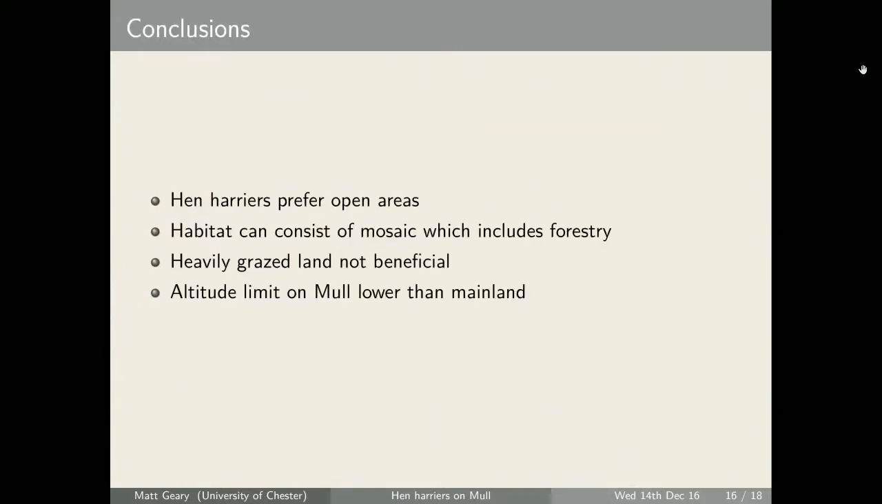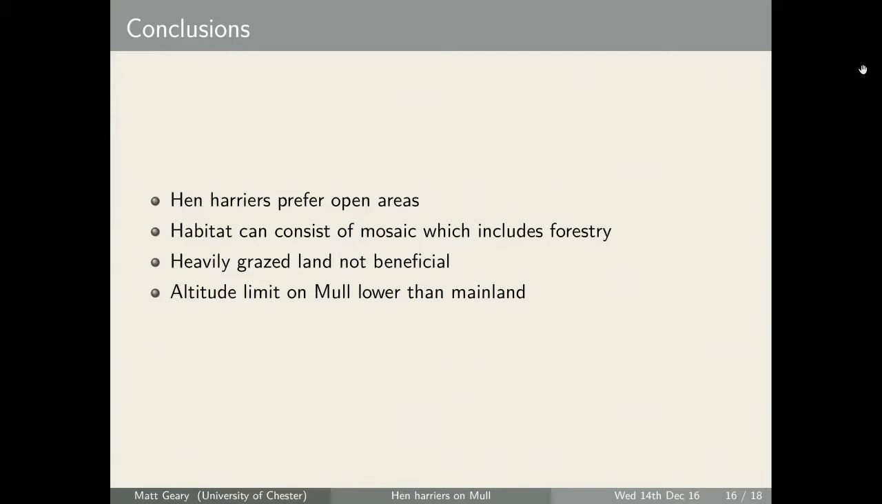But the conclusions that we can make so far are that hen harrier prefer open areas, just like hen harrier do anywhere. But the habitat that they inhabit can consist of a mosaic of different things, including scrub, including forestry, including some grazed land, by all means. But heavily grazed land is certainly not beneficial. If Jez actually did find that the grazed areas were beneficial for his pied flycatchers, I've got some sheep he can have. I just need to convince some Scottish landowners.